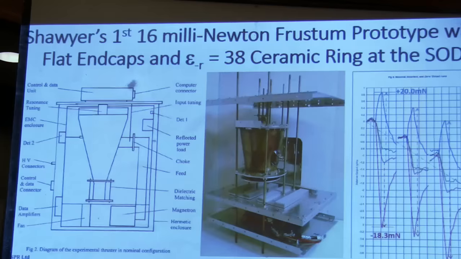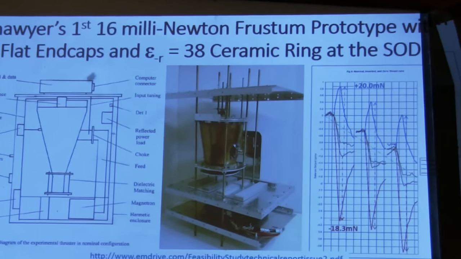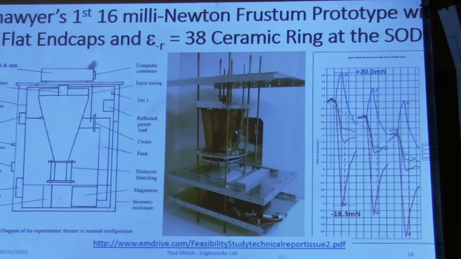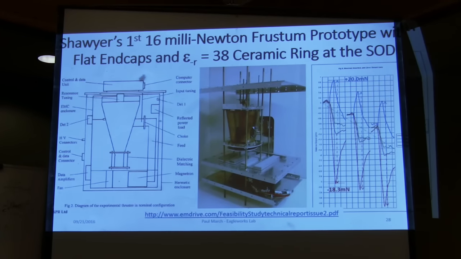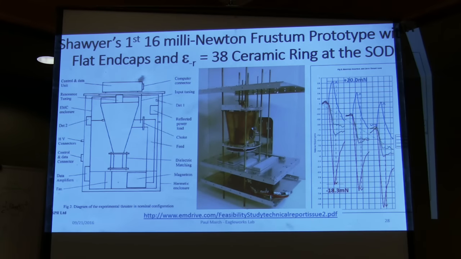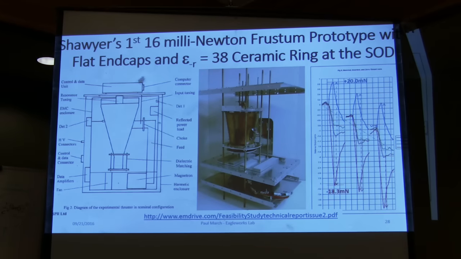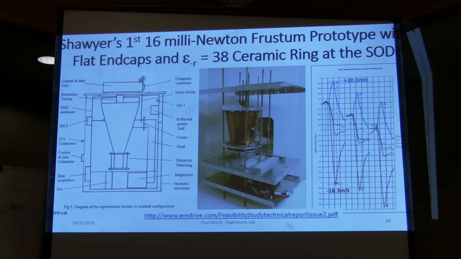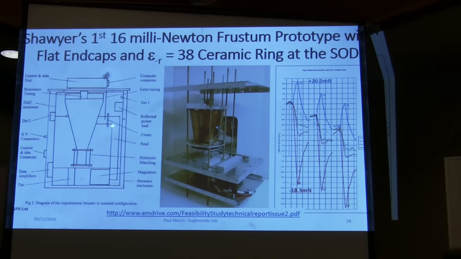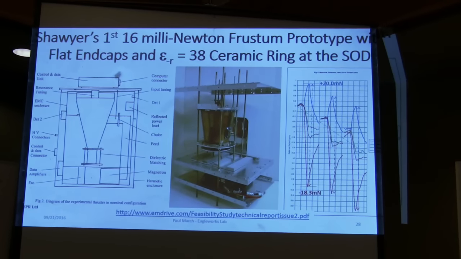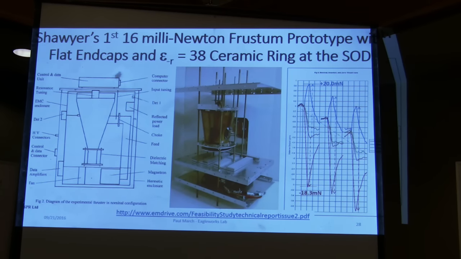Okay, next slide. This was his test article. Roger Shawyer just published this particular test report on his M Drive website. He was averaging, I believe, about 300 watts, about 15 to 20 millinewtons with this test article. He enclosed it, nested it. He had to have the fan running for the magnetron, so he had his air circulation in a secondary EMI shield. And then he would flip the whole box left, up, down, and sideways.